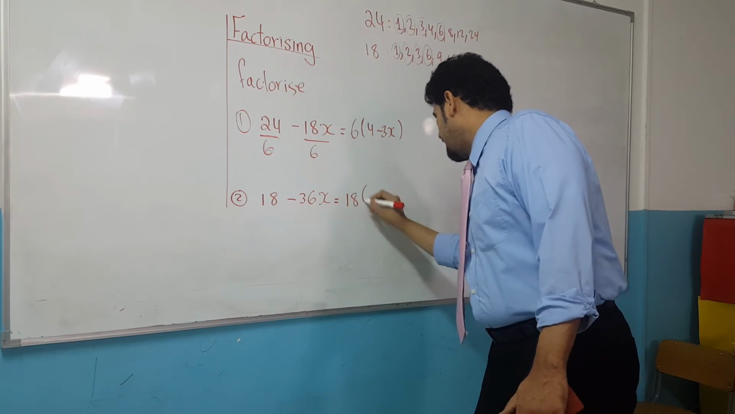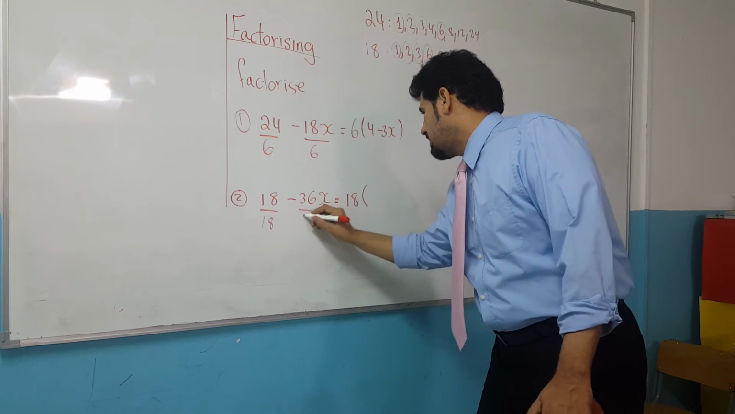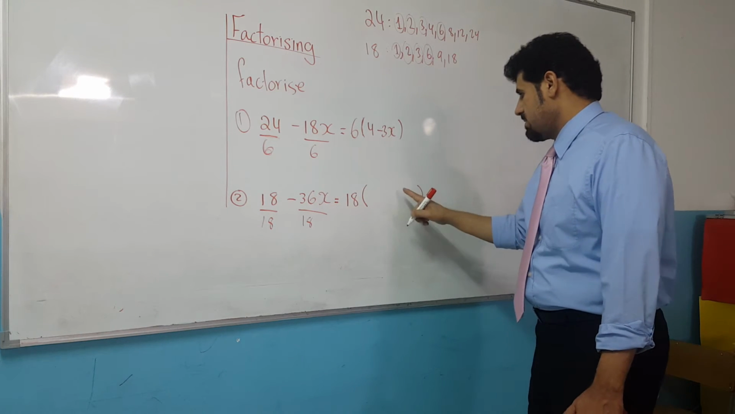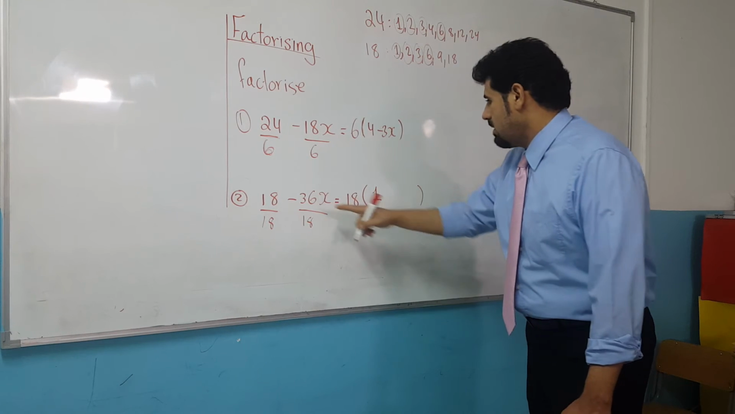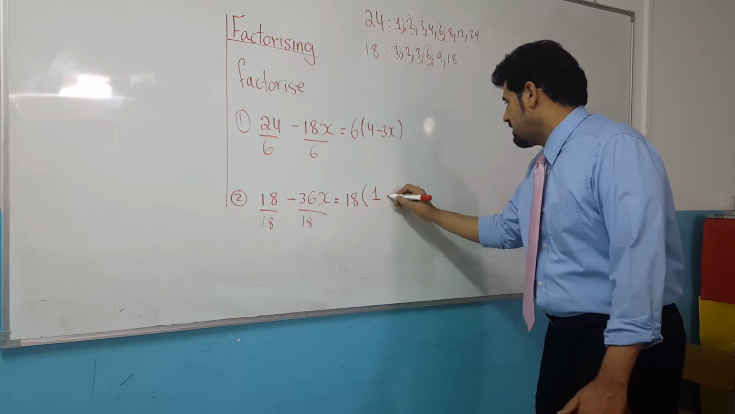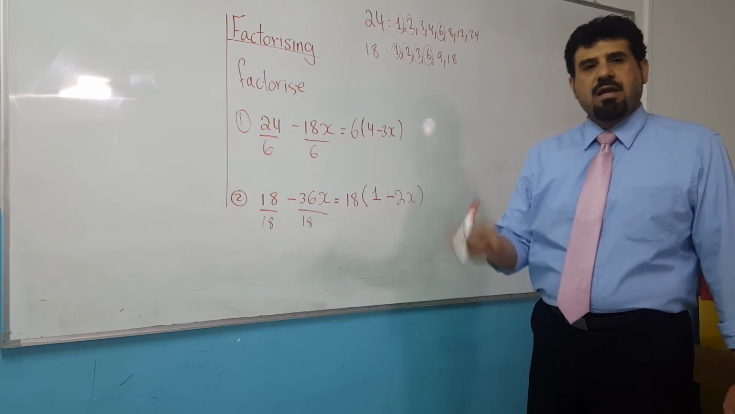18, and then you open bracket. So you divide here by 18, and here by 18. And then the answers for all the divisions should be inside. So 18 divided by 18 is 1. Minus 36 divided by 18 is minus 2. And then the x stays, and we are done.